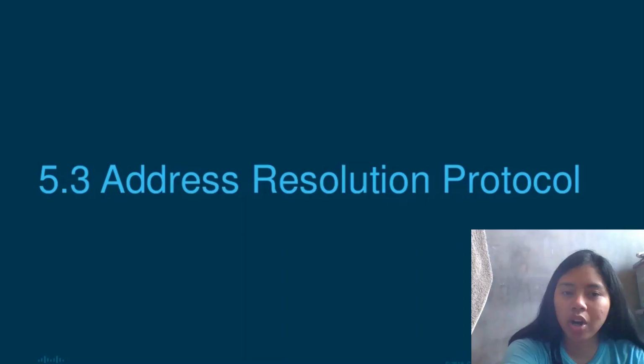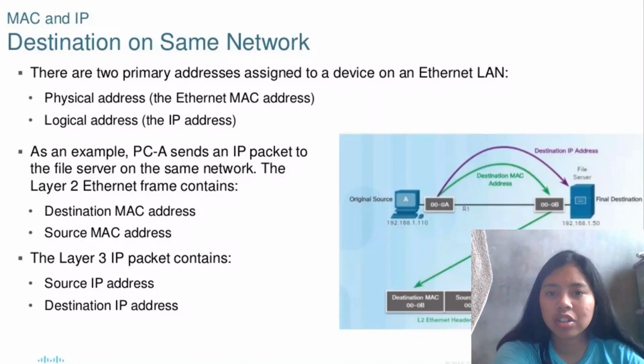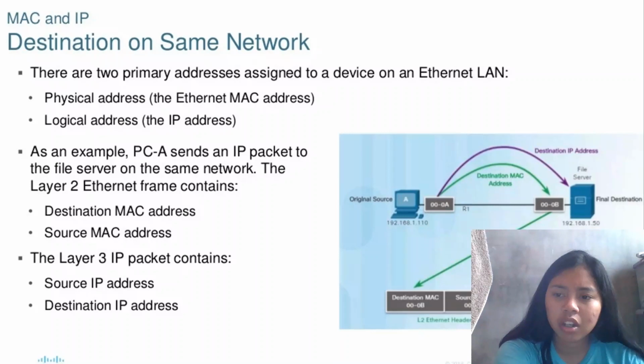Last part of chapter 5, address resolution protocol. Destination on the same network. There are two primary addresses assigned to a device on an Ethernet LAN. As an example, PCA sends an IP packet to the file server on the same network. The layer 2 Ethernet frame contains the destination MAC address and source MAC address.